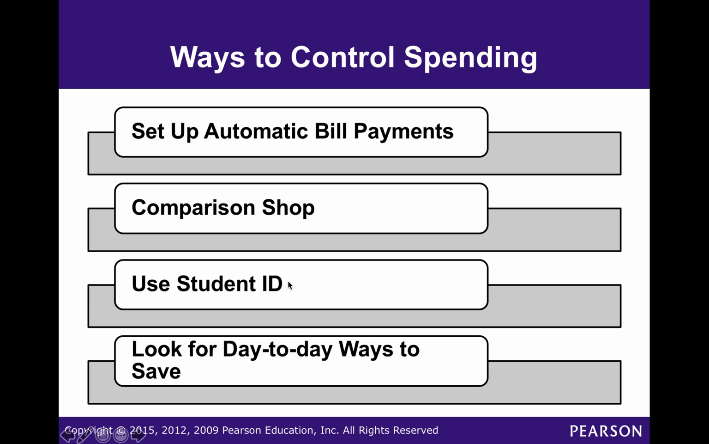Student ID is self-explanatory. For example, when you go to the movies, they offer a student rate. If you have your student ID, they offer a percentage off, a rate that's cheaper than the average ticket. And then look for day-to-day ways to save money. This could be in your day-to-day activities, whether instead of taking an Uber, taking a bus. Instead of taking a bus, maybe riding your bike if it's a short distance, stuff like that.